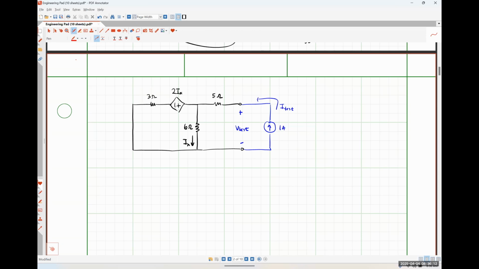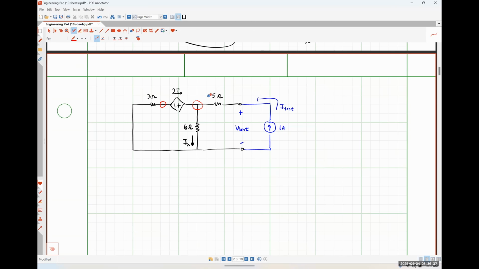Yeah, so that's the one I count. So I'm counting the bottom as ground, and I don't have to write equations with ground. So that's why I'm saying it's a 3 equation, 3 unknown system. So this node here, here, and here are the 3 nodes that I would write KCL equations at, with the bottom as ground.